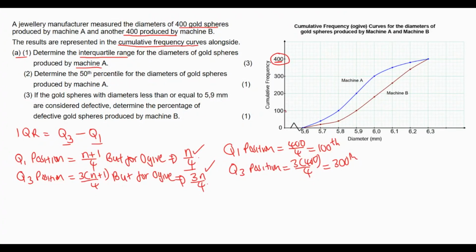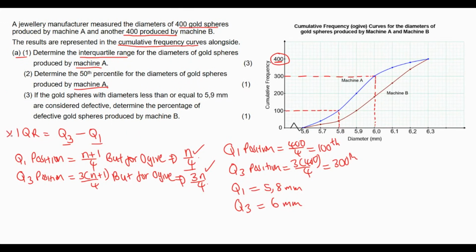100th position is this one. 100th diameter is 5.8 millimeters. So Q1 is equal to 5.8 millimeters. And then Q3, so this is the 300th position, and then that is diameter of what? 6 millimeters. Q3 is equal to 6 millimeters.